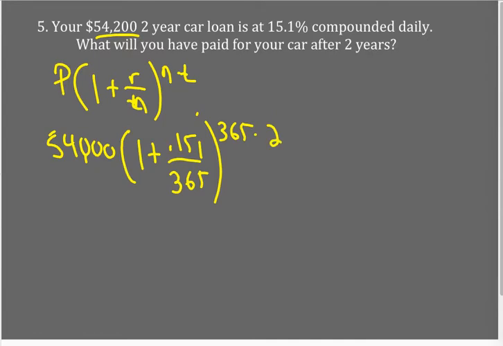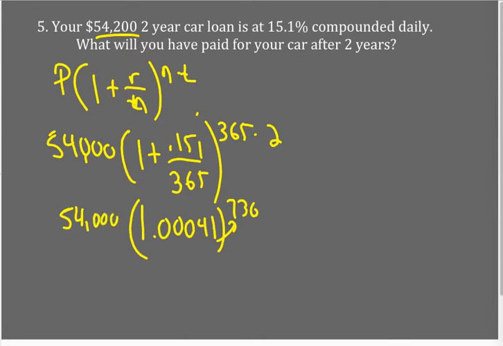So 0.151 divided by 365 plus 1 is 1.00041. 365 times 2 is going to be 730, times 54,000. So this raised to this times the 54,000 is going to be $72,836.90. So after 2 years, you've paid for a $54,000 car. You paid over 72 grand for it.